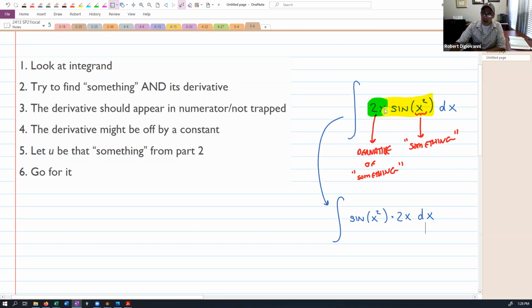That 2x didn't have to be out front, right? I could have just slid it over to the back and it would have been the same thing. So it's not trapped, right? It's not trapped anywhere. It's in the numerator. I'm good to go. So I go to step 4.